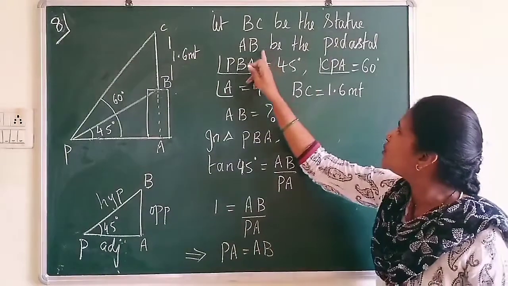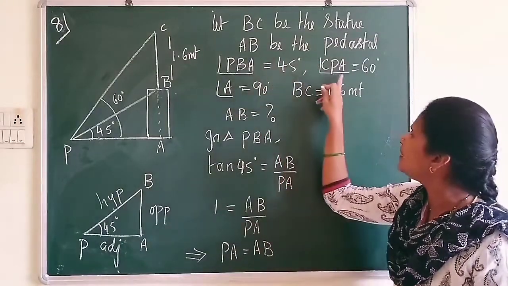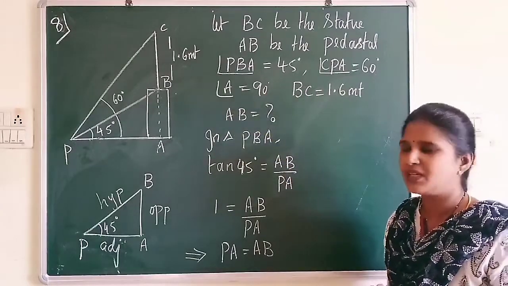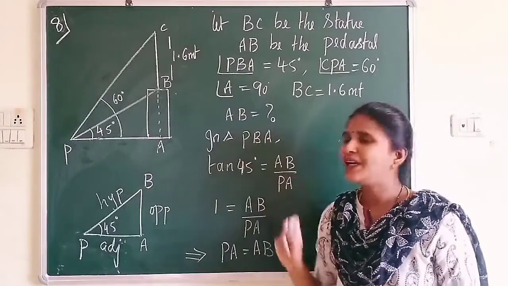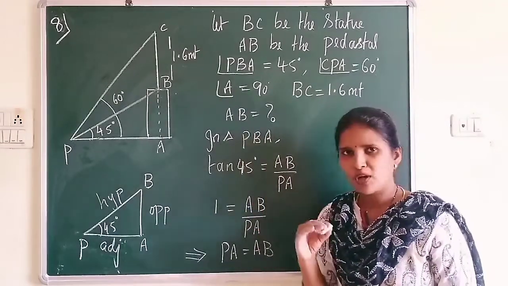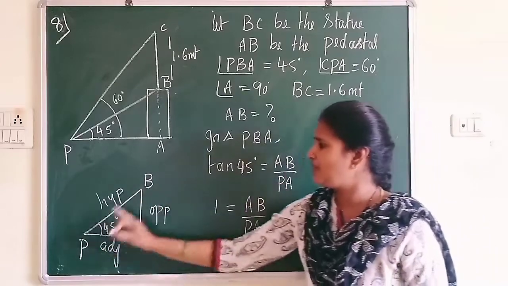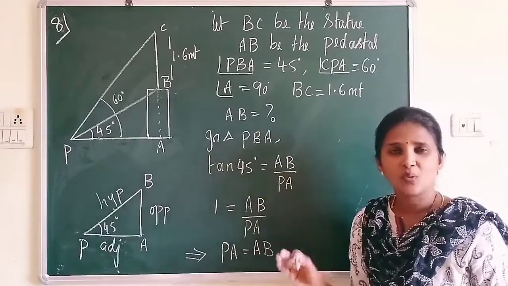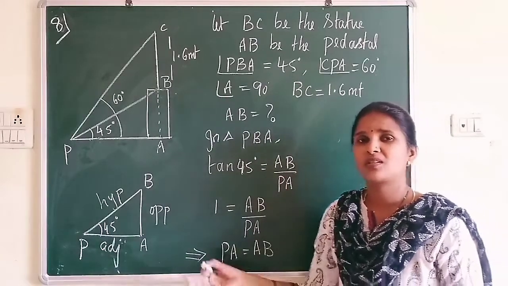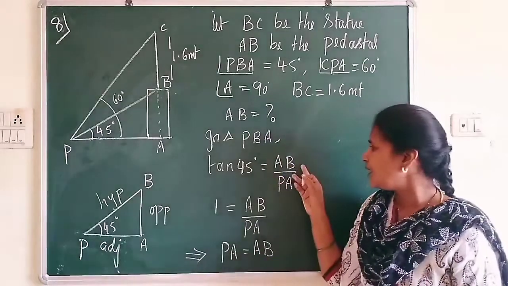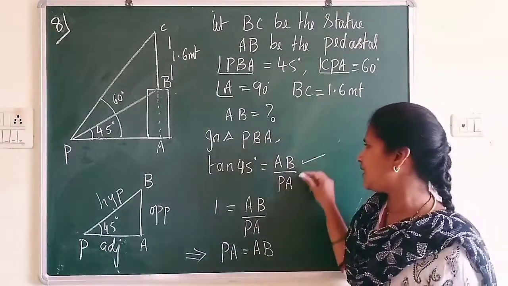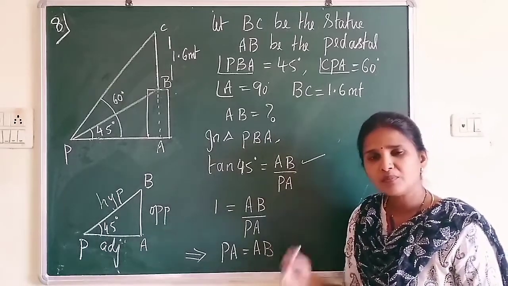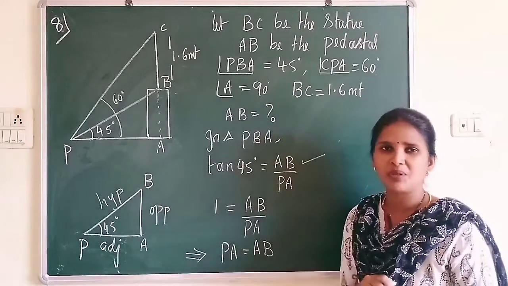Now this you have to consider. Let BC be the statue, AB be the pedestal, PBA is 45 degree, CPA is 60 degree, angle A is 90 and BC is given 1.6 meter. I need to find the length, that is height of the pedestal. So let us consider the smaller triangle. In triangle PBA, I already said you which trigonometric ratio you have to take. Think once. So why I took tan here, why not sine, why not cos? Because AB I need to find, so it is compulsory to take AB. Then why I took PA? I said already PA is the common side for both the triangles. Then you can eliminate PA very easily.